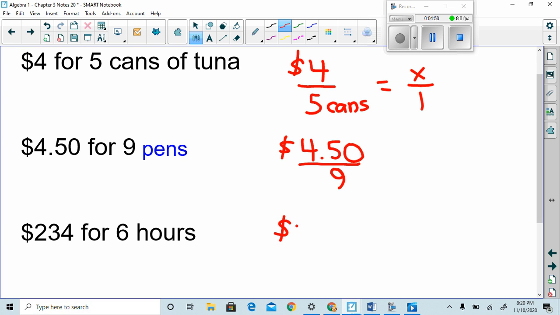Again, one more problem here, $234 for 6 hours. What is the cost for 1 hour? We're dividing to get our unit rate. What does it cost for 1?